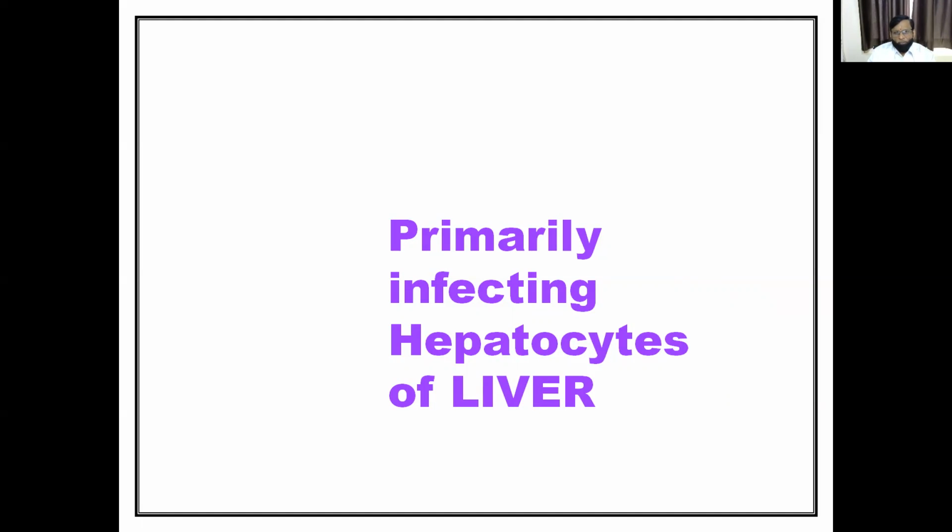They start infection in the liver. For example, herpes viruses, cytomegaloviruses, Epstein-Barr viruses, they will cause hepatitis at later stages. But they are not called hepatitis viruses because they don't primarily infect the hepatocytes.